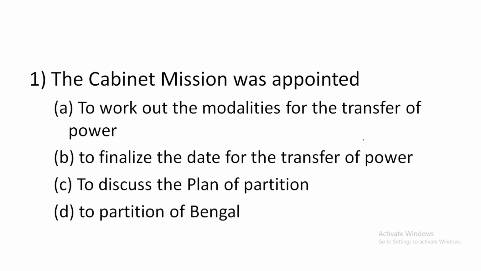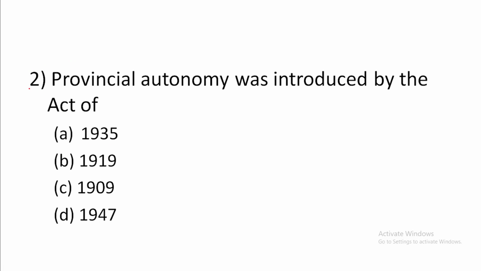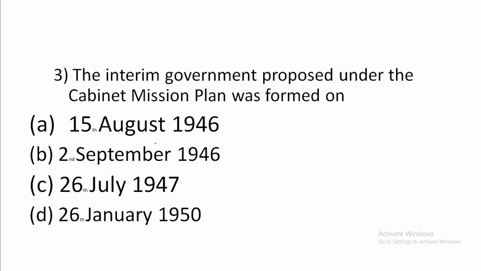The first one, the cabinet mission was appointed. Answer A, to work out the modalities for the transfer of power. Number 2, provisional autonomy was introduced by the act of. Answer, 1935 Act. 3. The interim government proposed under the cabinet mission plan was formed on.